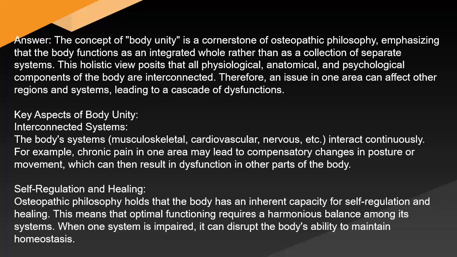The body's systems, musculoskeletal, cardiovascular, nervous, etc., interact continuously. For example, chronic pain in one area may lead to compensatory changes in posture or movement, which can then result in dysfunction in other parts of the body. Self-regulation and healing: osteopathic philosophy holds that the body has an inherent capacity for self-regulation and healing. This means that optimal functioning requires a harmonious balance among its systems. When one system is impaired, it can disrupt the body's ability to maintain homeostasis.